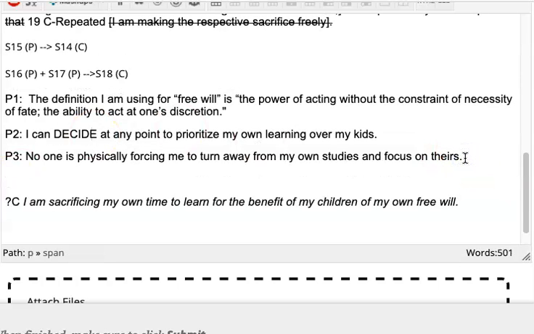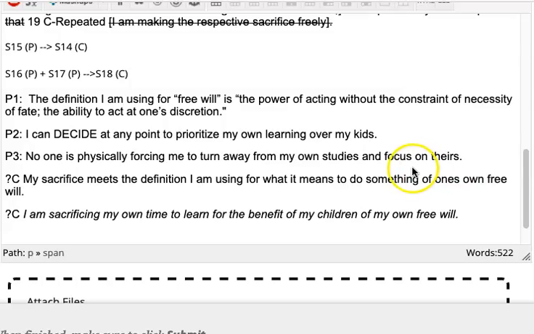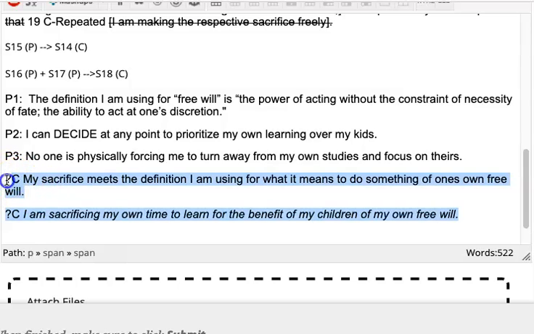Because why did I even state the definition of free will? Because I want to convince you that a sacrifice that I'm making is of my own free will. So I think this is the sub-conclusion. I think this is a sub-conclusion in my argument.